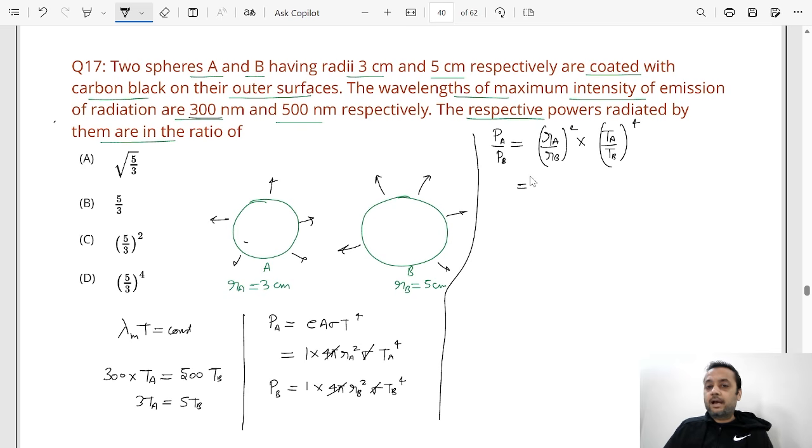Now look, R A is how much? 3 centimeter and R B is 5. So this will become (3 by 5) squared. T A by T B you can see is 5 by 3. So here you will get (5 by 3) to the power 4. So effectively you can see that this will cancel two of the powers. That means we will be left with (5 by 3) squared. Okay, so option C will be the correct answer.